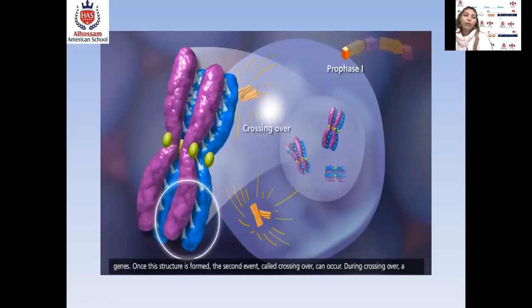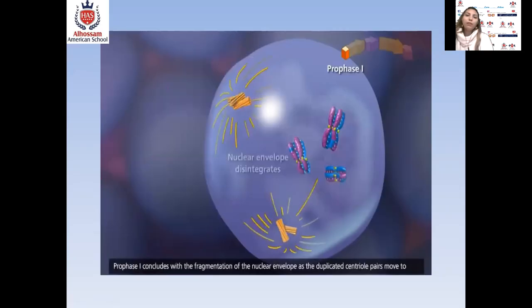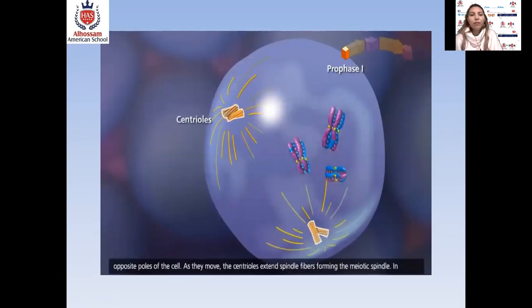During crossing over, a physical exchange between chromosome segments of non-sister chromatids occurs, increasing genetic diversity. Prophase 1 concludes with the fragmentation of the nuclear envelope as the duplicated centriole pairs move to opposite poles of the cell.